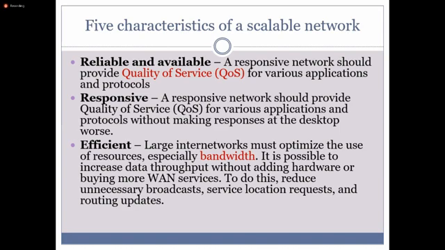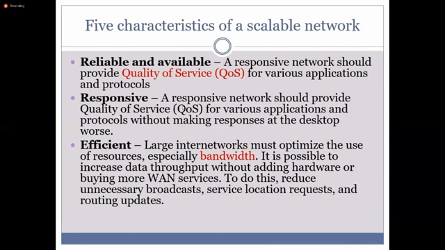Large internet networks must optimize the use of resources, especially bandwidth. It is possible to increase data throughput without adding hardware or buying more WAN services. So it should be efficient. So WAN services mean you have to take your internet service from the ISP or whatever the leased line provided.